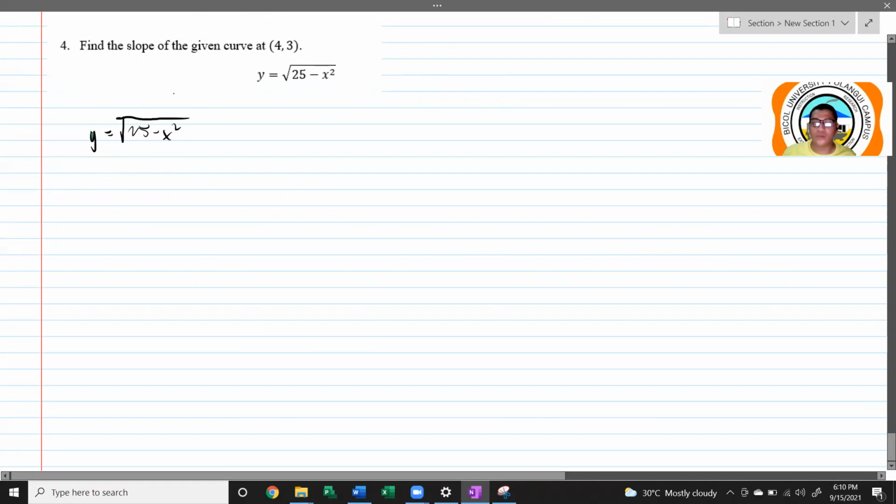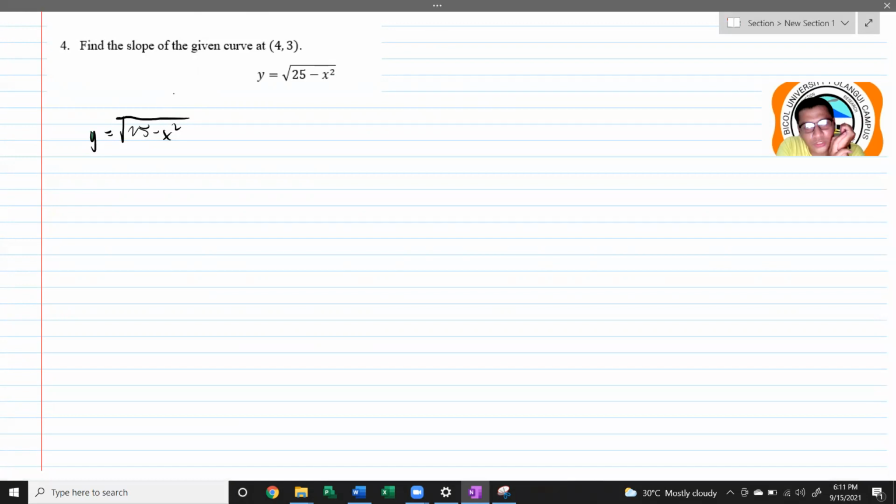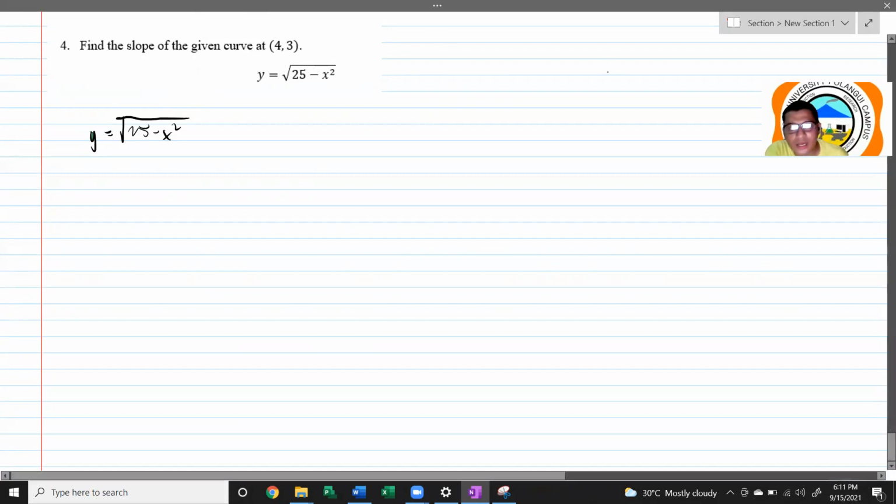Before we solve it, what do you think is the graph of this function? What do you think, class? If we square both sides, we have y squared equals 25 minus x squared, and then transpose x squared to the left side, we have this one. So this is actually an equation of a circle, but since our given function is a square root, this is actually divided into two branches.